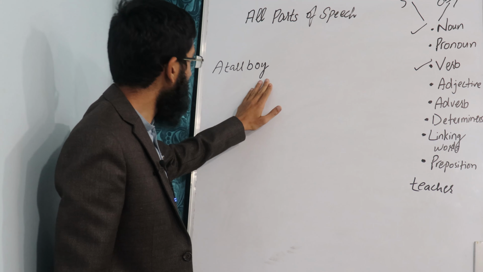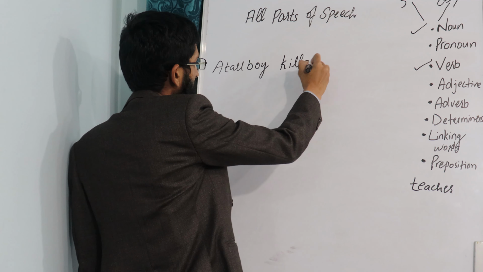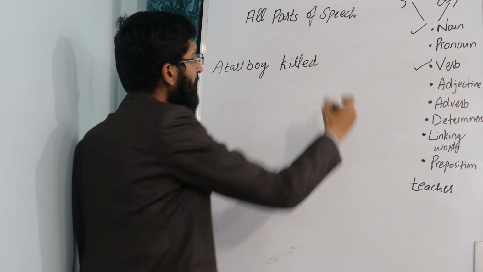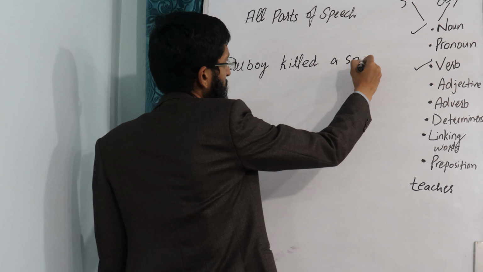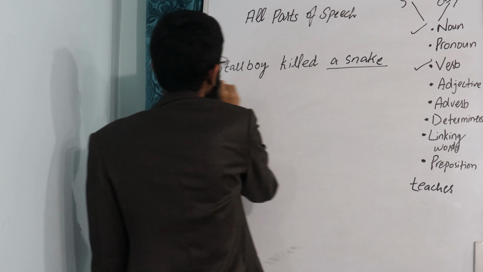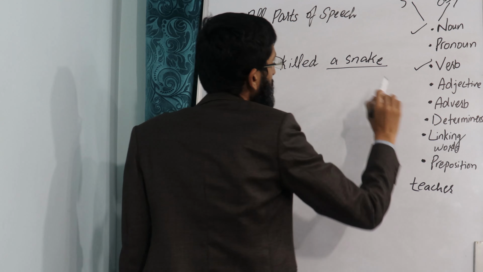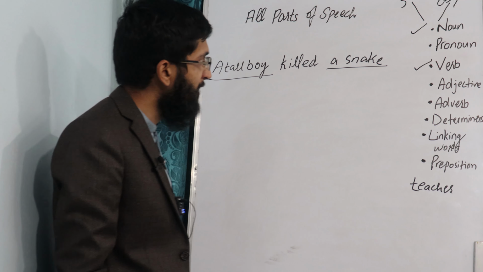A tall boy, what did he do? Killed. A tall boy killed. What did he kill? A snake. A tall boy killed a snake. It is the object and it is the subject. Subject, verb and object. So we need other parts of speech as well.